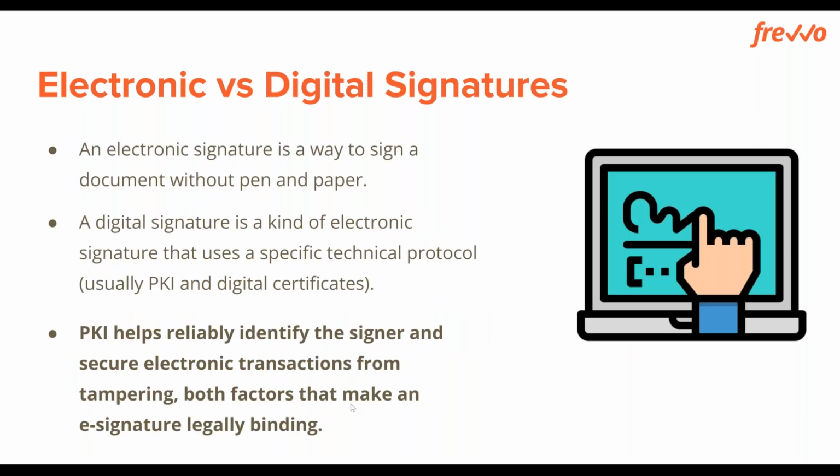Now, a little distinction here between electronic and digital signatures. Electronic signature is a very broad term. It's really any way to sign a document without a pen and paper. That could be with a squiggle of your finger, an image, like on Adobe, you might be able to save your signature image and drag and drop it into any form.